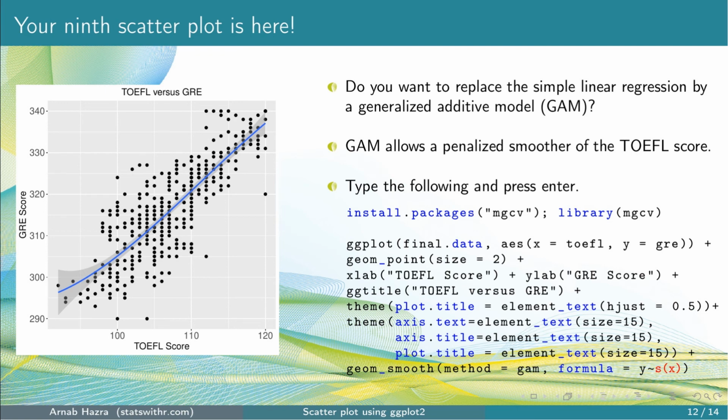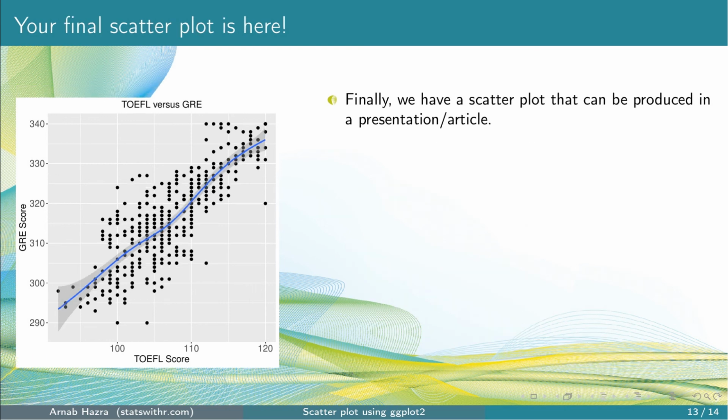To fit the default gam within the function geom_smooth, change the method from lm to gam and set formula equals to y tilde s(x). s will be estimated automatically. Now press enter. Okay, we have the final scatter plot. You might consider this scatter plot for your presentation or in your publication.